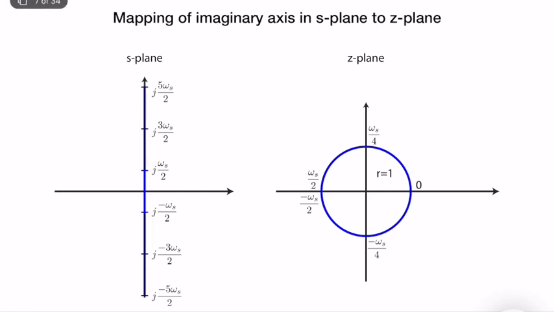Technically we map this section to the unit circle. We map this section to the unit circle, and this one, and this one too.